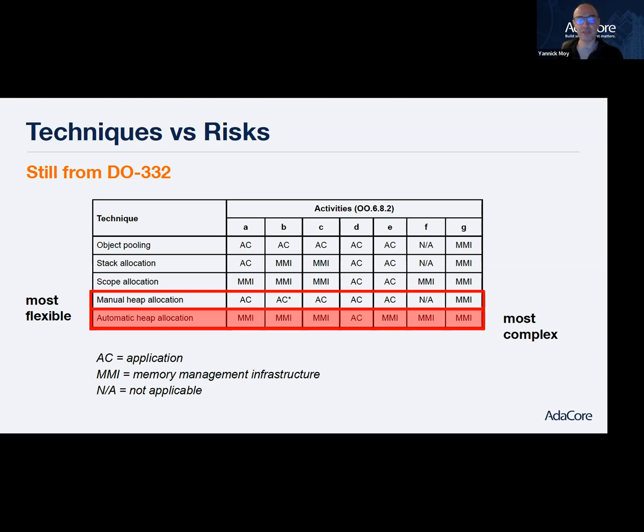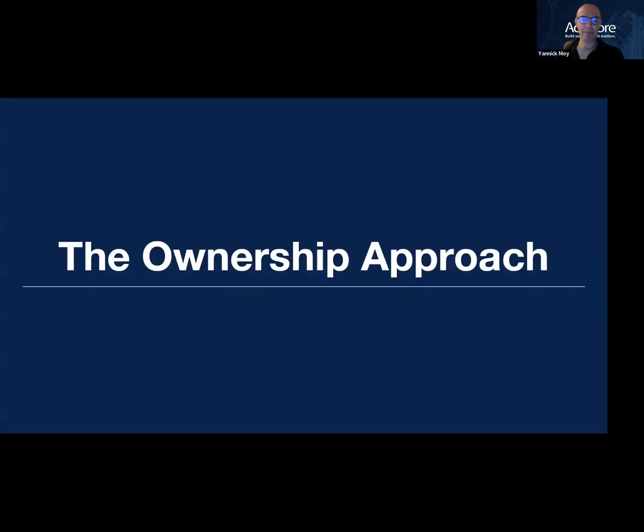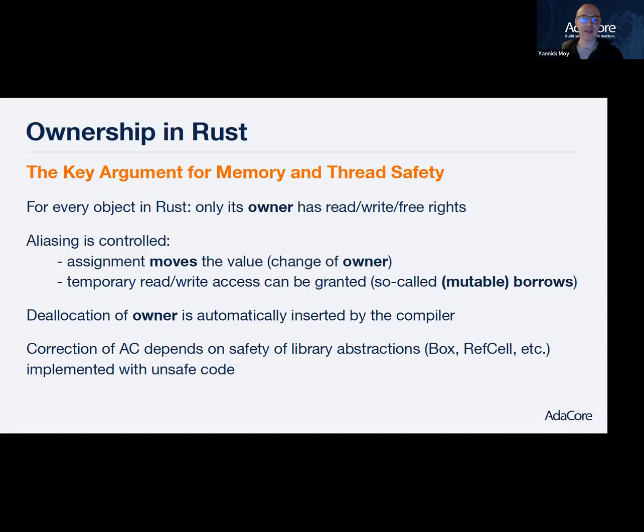And because all these risks are assigned to the memory management infrastructure, which must deal with them in the most general case, that's also the most complex case to certify. Next slide. So we're going to describe here a new approach, the ownership approach, which was not present in 2011 when this document was issued and has appeared since then. Next slide. And we're going to start with Rust, because Rust has popularized this notion of ownership for, in particular, memory management.